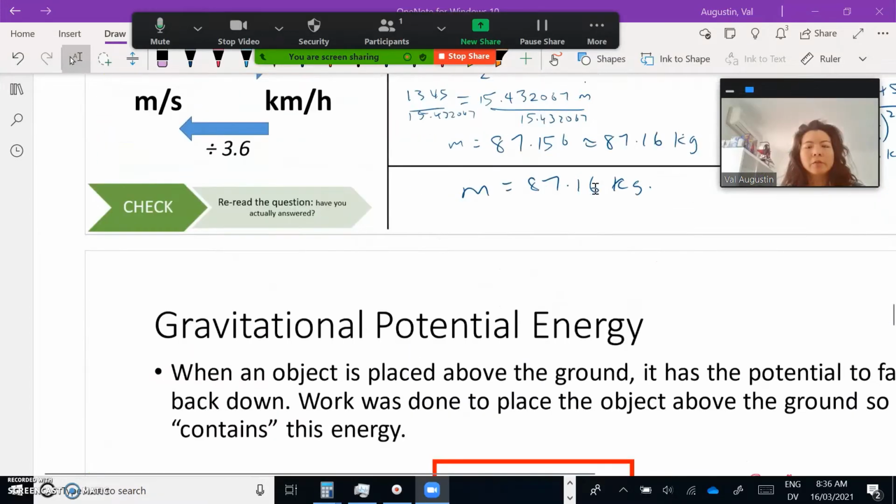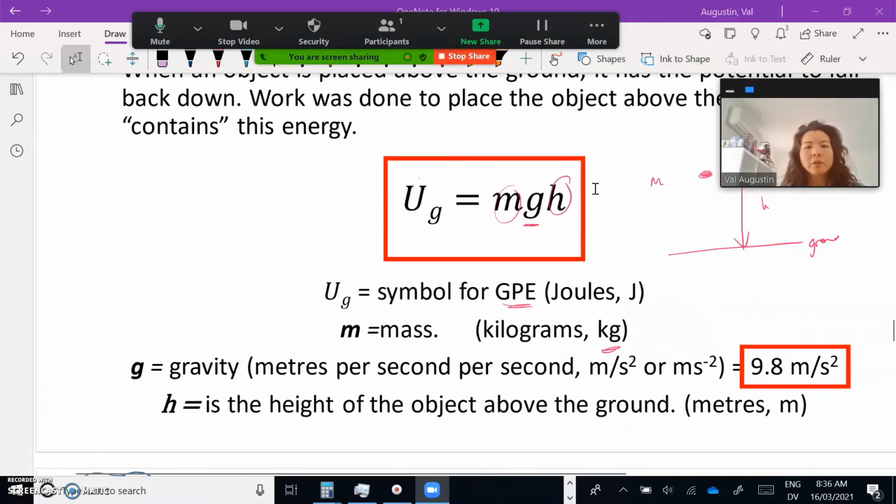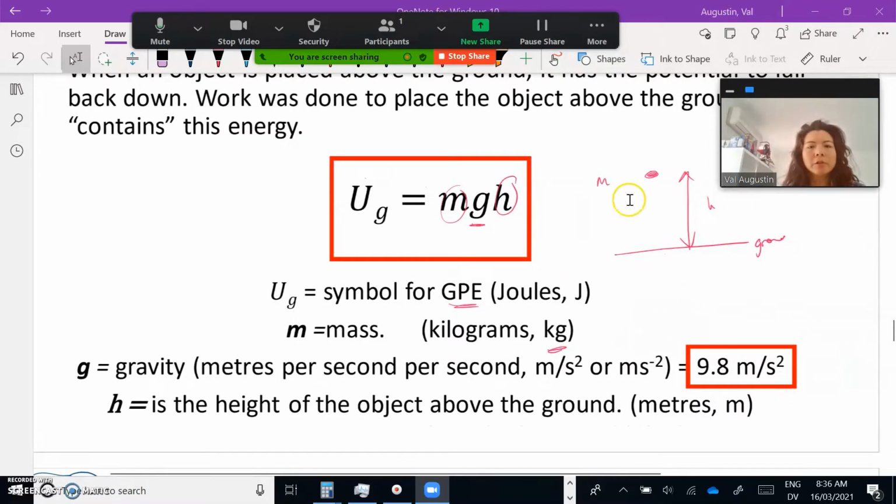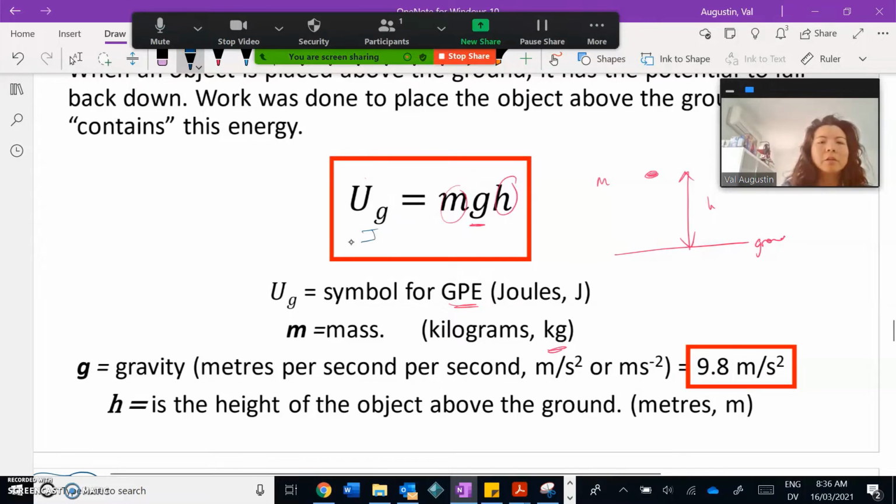Showing you how to do gravitational potential energy now. So you have Ug equals mgh, where Ug is the symbol for gravitational potential energy, and the units are in joules. That's a J. You also have mass in kilograms, like before, and you have g, which is the gravitational acceleration on the Earth, and then you have h, which is the height above ground. So here's my picture of the ground, and we've got height over here, and the mass of the object somewhere over here.